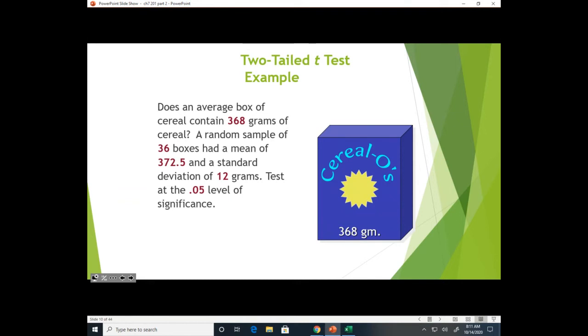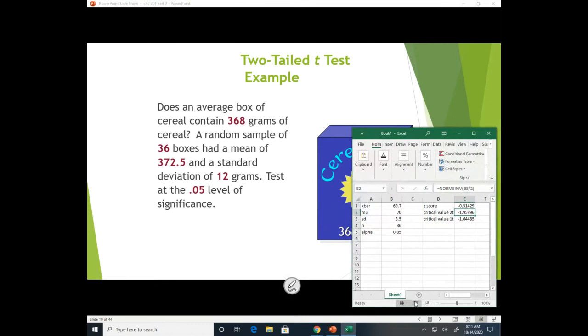So we have an average box that contains 368 grams of cereal. Take a random sample of 36 boxes, and we found that we're putting too much cereal in there, 372.5 grams. And there's a standard deviation of 12 grams. And we're interested in a 0.05 level of significance. So let's go to another page.